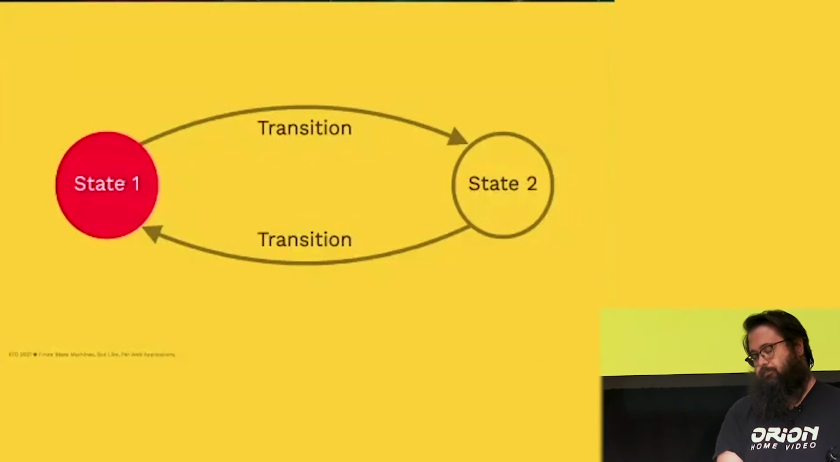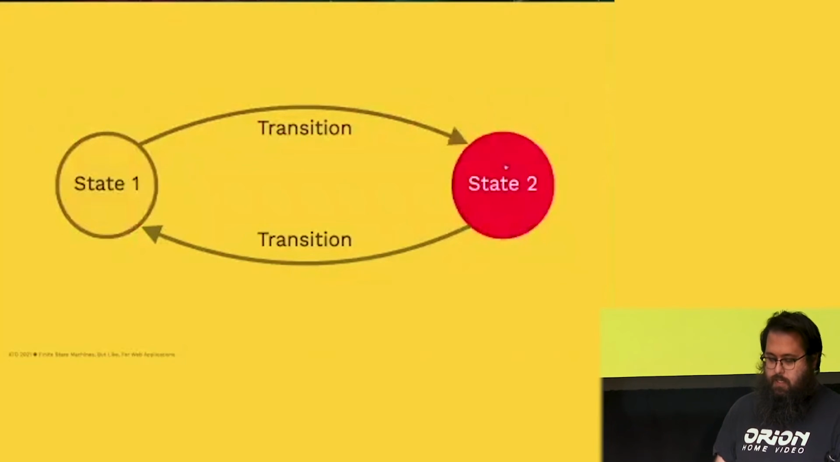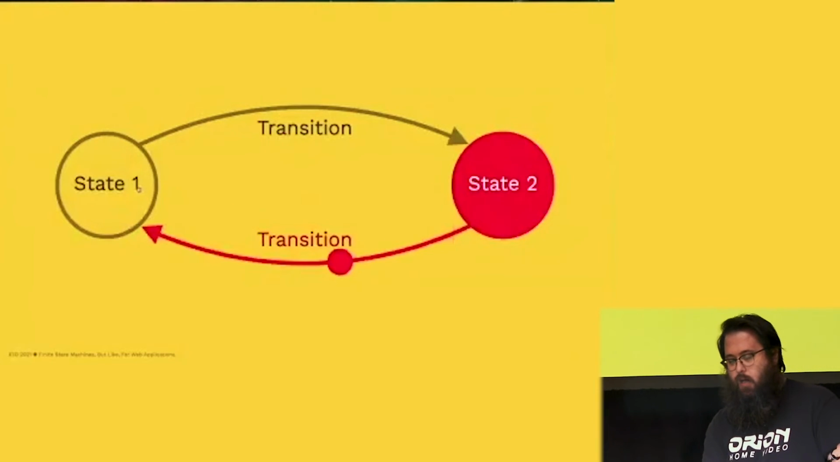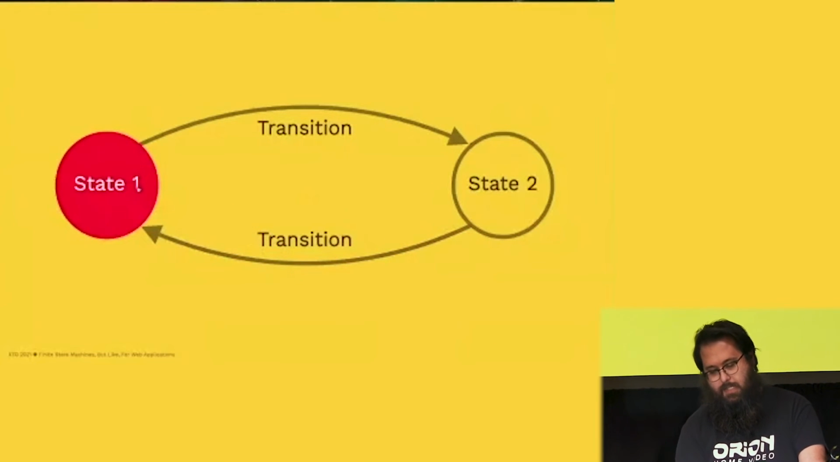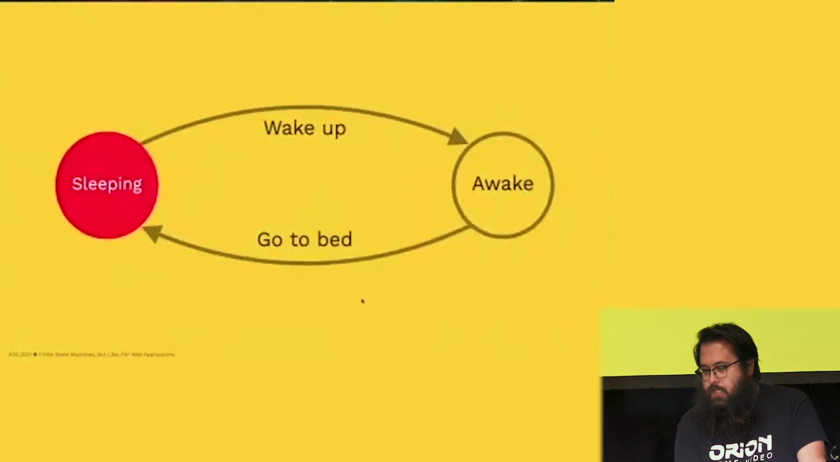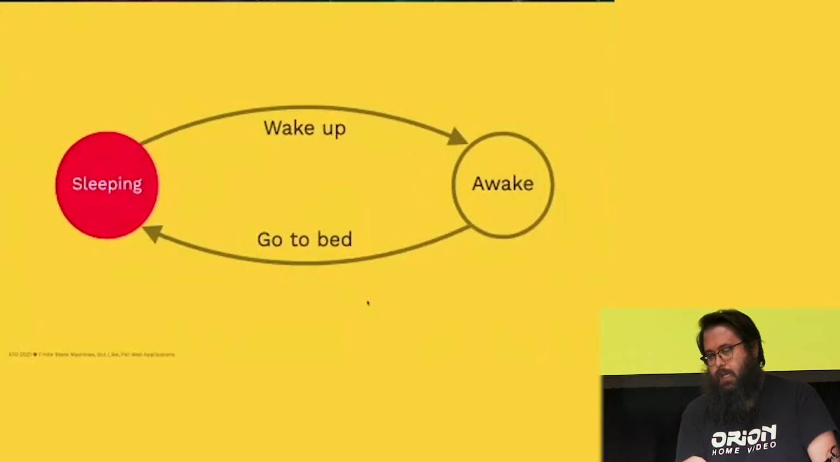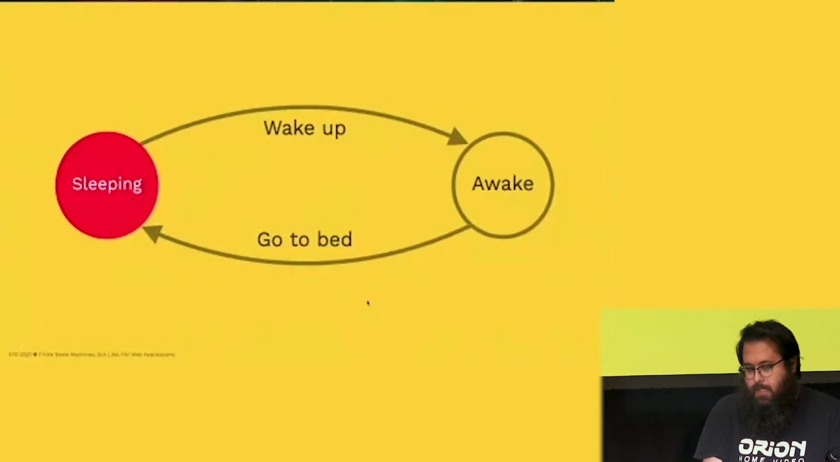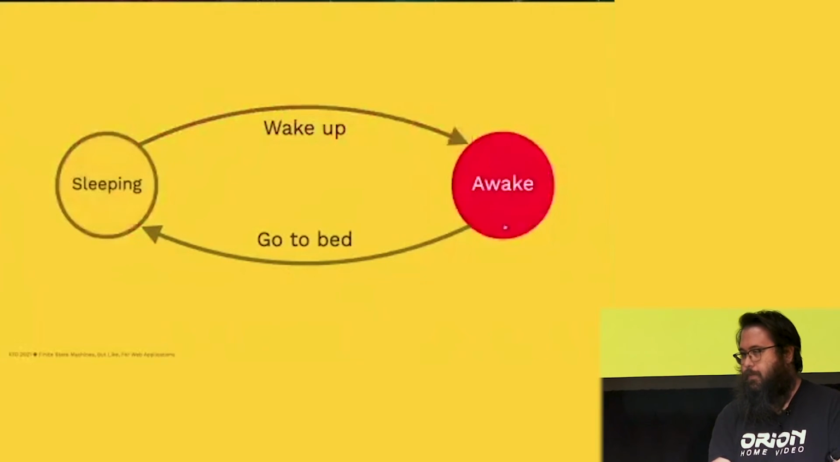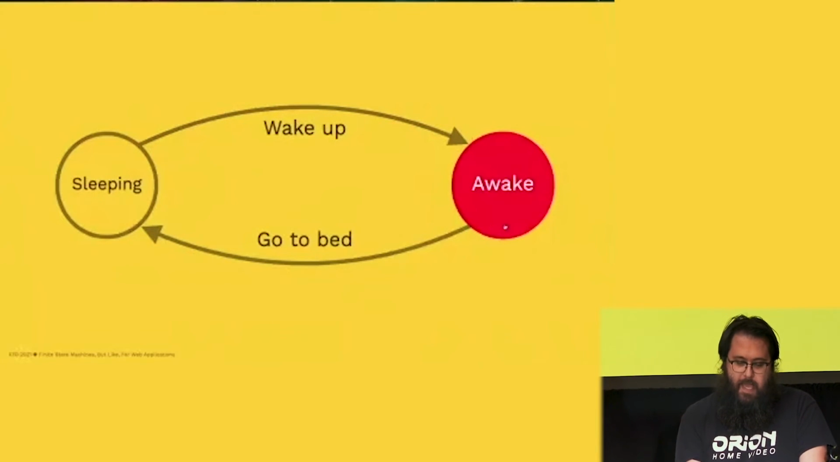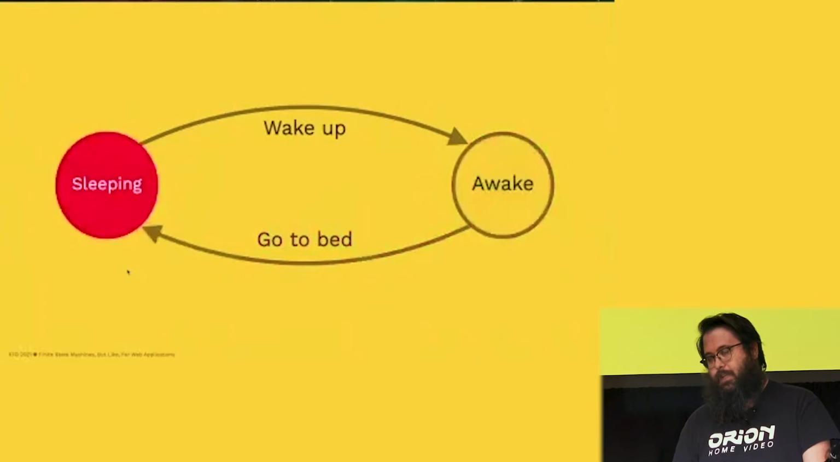Here we have state 1. And then there's one or more transitions, and when we can transition from one state to the other. In this specific example, all we can do is toggle between state 1 and state 2. To turn that abstract example into something that might resonate, let's say that you are sleeping, then you might have a wake-up transition, in which case, hopefully all of you are currently in the awake state. Then when you go to bed, hopefully, eventually, you'll become into the sleeping state.